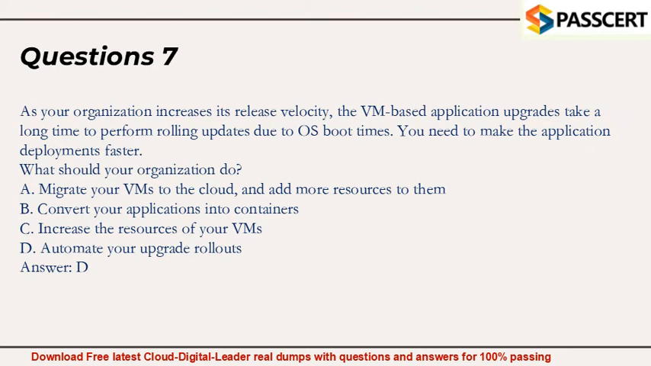Question 7. As your organization increases its release velocity, the VM-based application upgrades take a long time to perform rolling updates due to OS boot times. You need to make the application deployments faster. What should your organization do? A. Migrate your VMs to the cloud, and add more resources to them. B. Convert your applications into containers. C. Increase the resources of your VMs. D. Automate your upgrade rollouts. Answer: D.